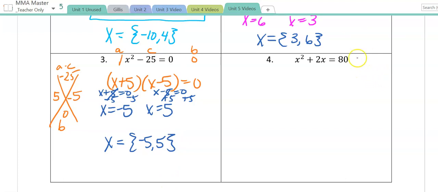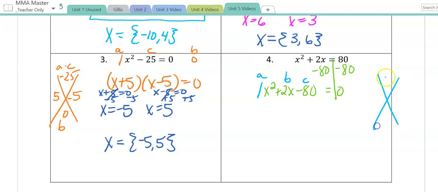All right, so I'm going to come over here, and the first thing I need to do is set this equation equal to 0. So I need to move this +80 over by doing a -80, and that is my C term. So when I write it, I'm going to write it at the end, equals 0 now. And let's get that new color out, and let's label our A, our B, and our C. So I'm going to come over here and draw my X. B is 2, C is -80.